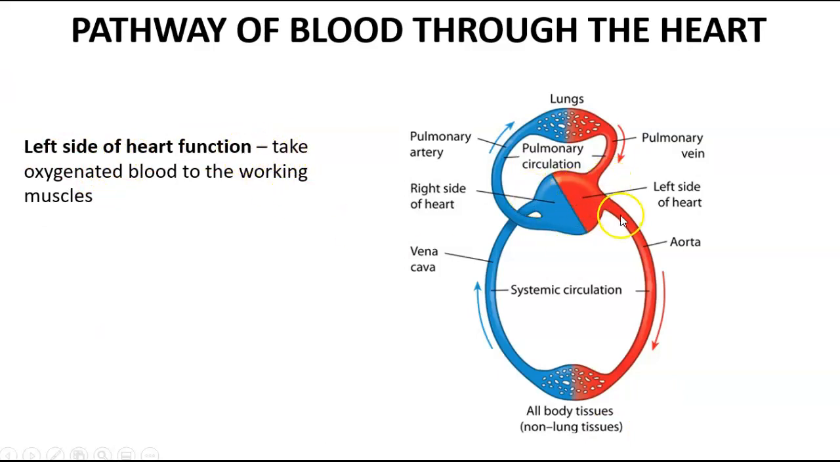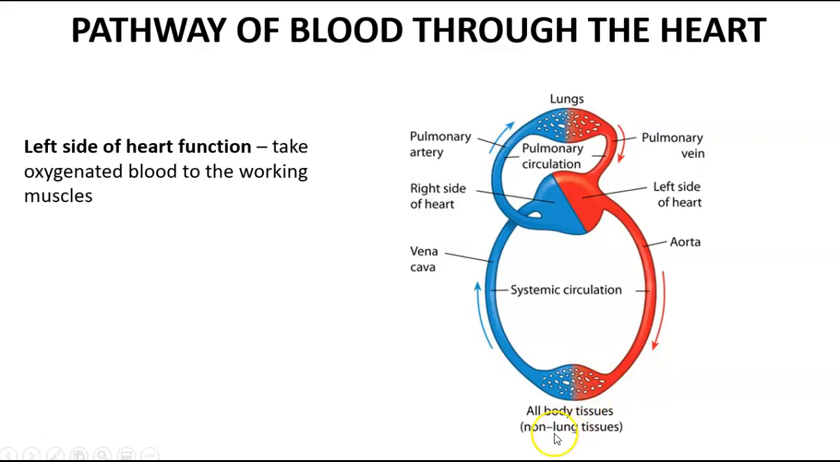Structurally, the heart chambers, both the atria and particularly the ventricles, are thicker. The walls are thicker, and the reason is it's really urgent that we get this oxygenated blood to our working muscles. So the blood travels faster, under higher pressure, and it will get down here to the working muscles. So the left side of the heart's function is to take oxygenated blood to the working muscles, which is absolutely vital. The red is to symbolise oxygenated blood.